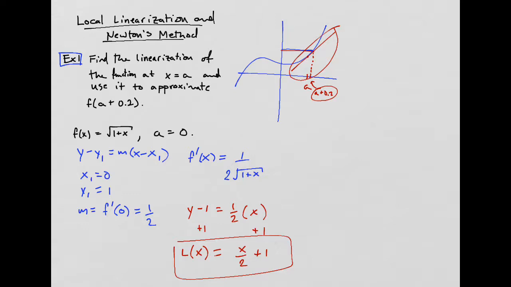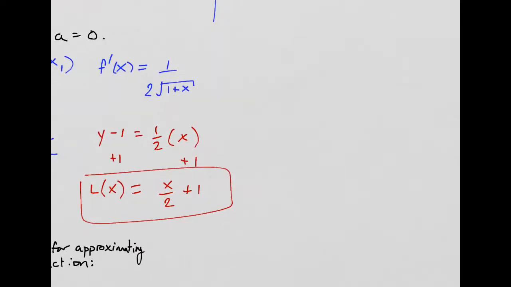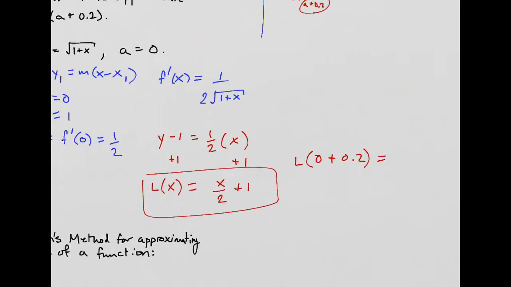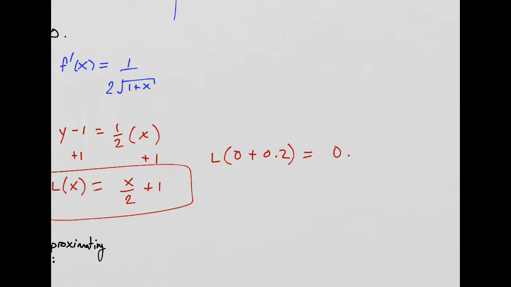So, there's one more part. Find out, or approximate f of a plus 0.2. We're going to approximate this just by plugging in a plus 0.2, which is just 0.2. So, L of 0.2, I'm going to do 0 plus 0.2, so that it looks the same as what it says here. That is going to be 0.2 divided by 2 plus 1. And I'm going to do that in my calculator.